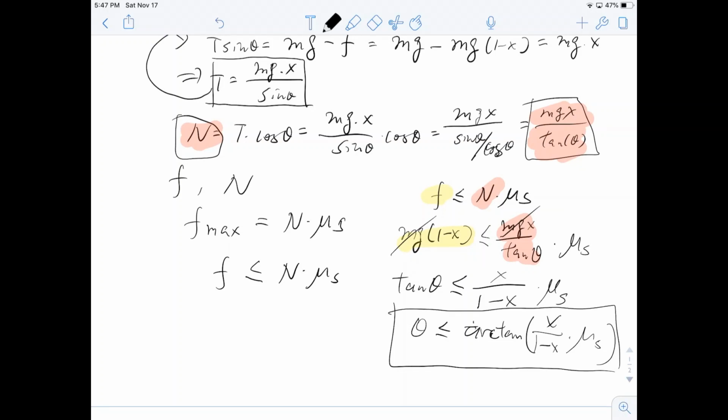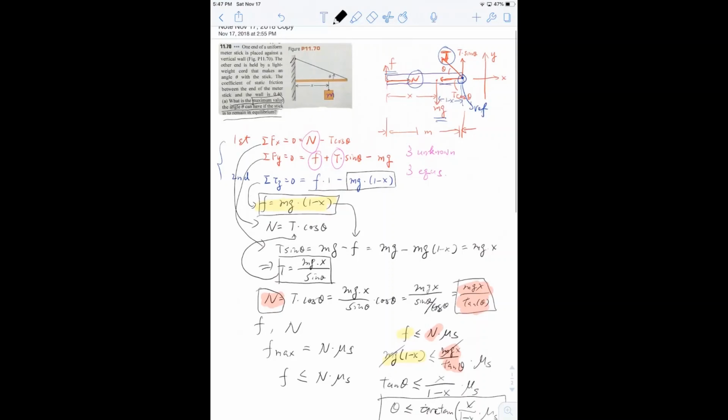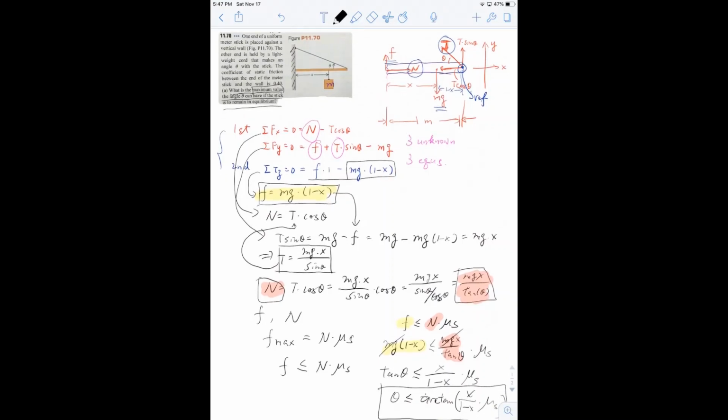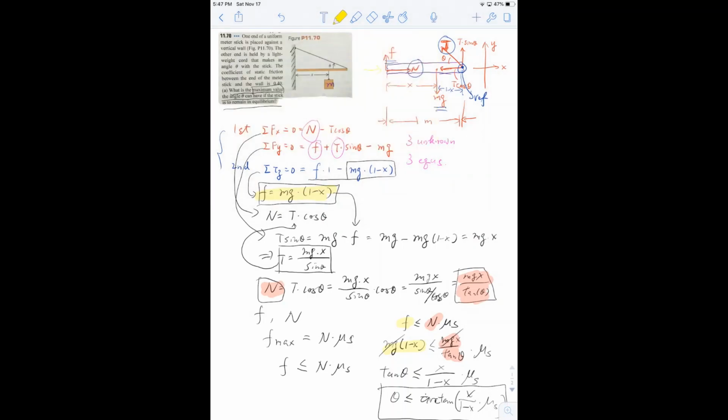So now let's review what we have done for this. We first draw the free body diagram here. So this is the free body diagram, and then we analyze all the forces that are exerted on it. And then we use the first and the second equilibrium conditions. The first one is that all the forces in the x direction and the y direction need to cancel out.